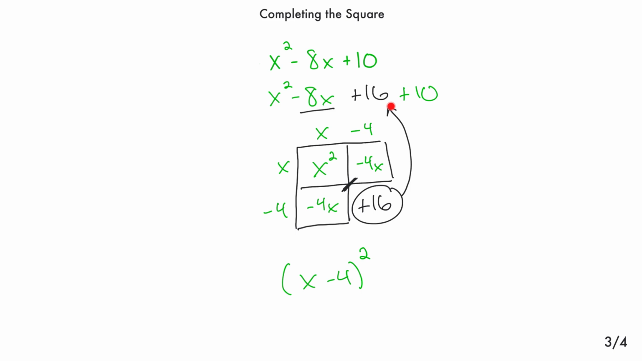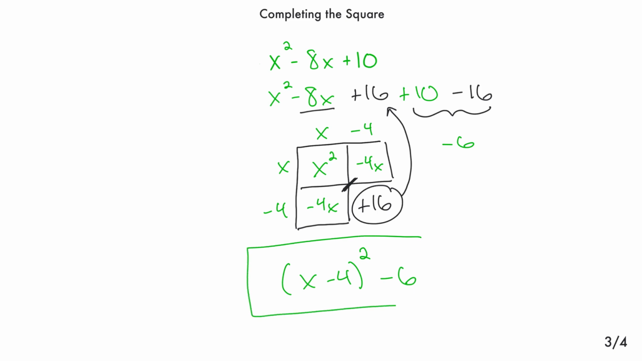But if I add 16 into the equation, I've just added 16 units into an equation that didn't have the 16 units. To keep the balance, I'm going to have to also subtract 16 at the same time. And now we're going to deal with that plus 10 and the negative 16, because those things combine together to get me negative 6, and that's the value that goes on the outside. And now notice, I just rewrote the equation in vertex form. This is now the graphing form that we have been searching for.